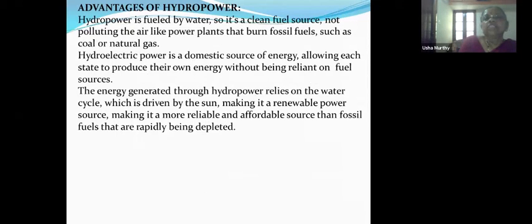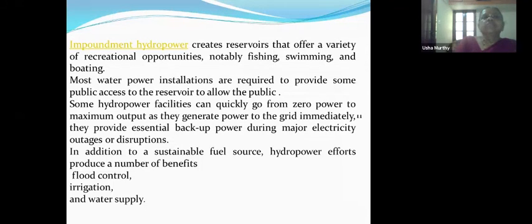Of course, the energy provided by hydroelectric is a domestic source of energy, allowing countries to produce their own energy without being reliant on fossil sources. The energy generated through hydroelectric relies on the water cycle driven by the sun, making it a renewable power source, and a more reliable and affordable source than fossil fuels that are being depleted. Of course, this is the fundamental impoundment reservoir.